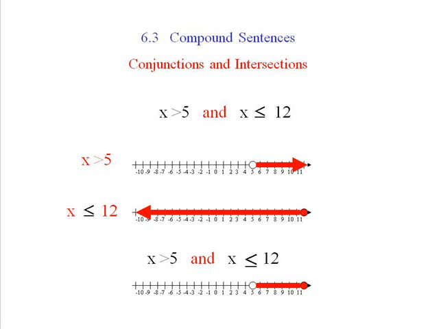Let's look at conjunctions and intersections. We'll start with x is greater than 5 and x is less than or equal to 12.